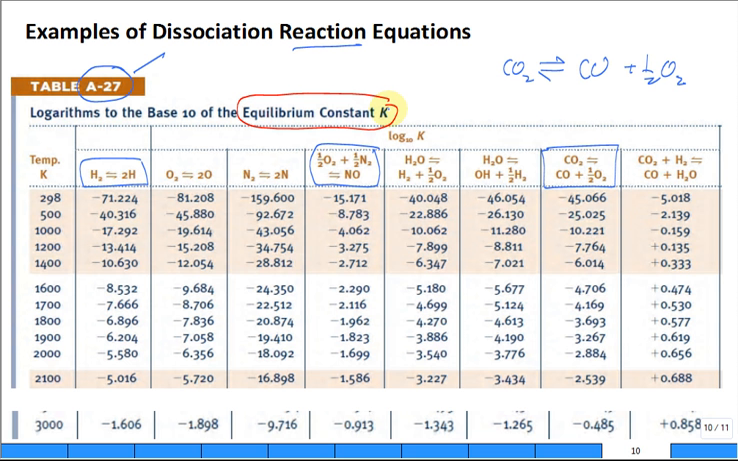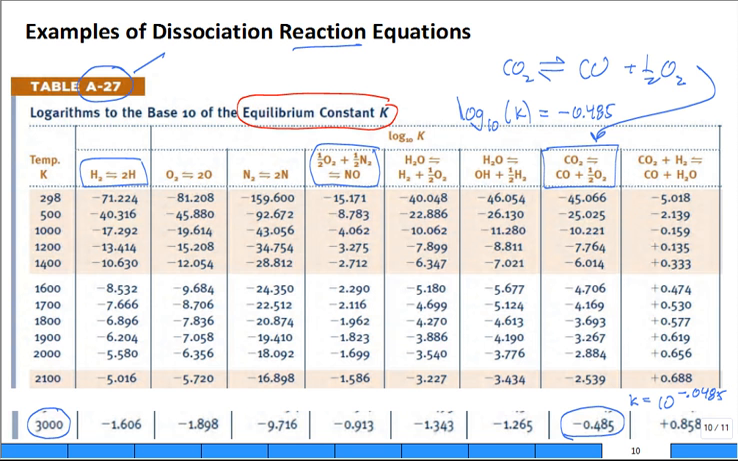Now, the equilibrium constant is reported as the log base 10 of K. So this is what they're giving you in these numbers. Let's say this number or that number right there. It's log base 10 of K. So let's say I'm interested in this reaction equation, which is the dissociation of carbon dioxide into carbon monoxide and oxygen. And I'm interested in it at a temperature of 3,000 Kelvin. Well, I would come to the table, I would grab that value. The log base 10 of K is equal to negative 0.485. So guess what K is? K is 10 to the minus 0.485. And there you go.